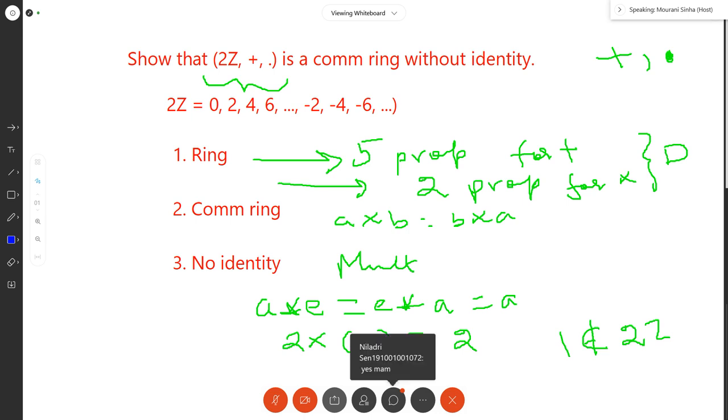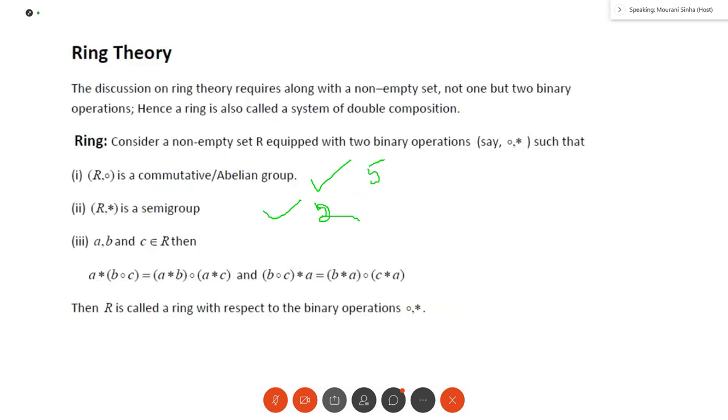You just try to show it's a ring, then try to show it's a commutative ring, and then you try to show there is no identity, because identity 1 does not belong to the set of integers. Okay, maybe you are bored now with this same question. It's been long we are doing this. So let us move on to some other question, and let's see if you have understood ring.